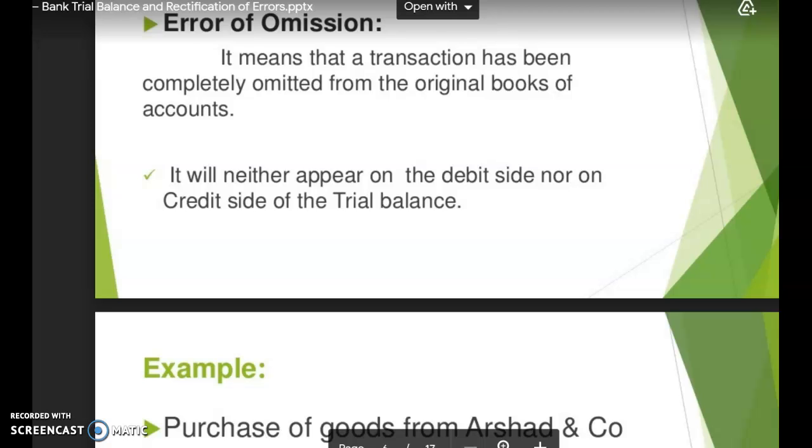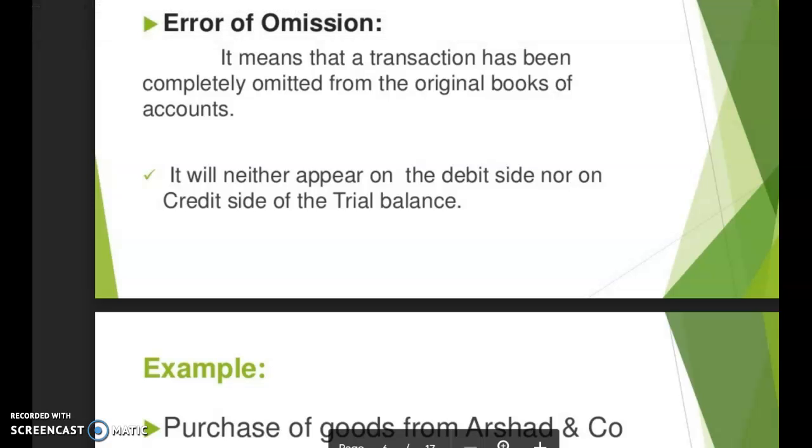Dear students, now we learn how to rectify various types of errors with the help of some examples. First, we will learn the rectification of errors of omission. Errors of omission, as I told you, means that a transaction has been completely omitted from the original books of account. It will neither appear on the debit side nor on the credit side of the trial balance. So this type of error is the fully omitted error, and no part of the transaction is recorded.